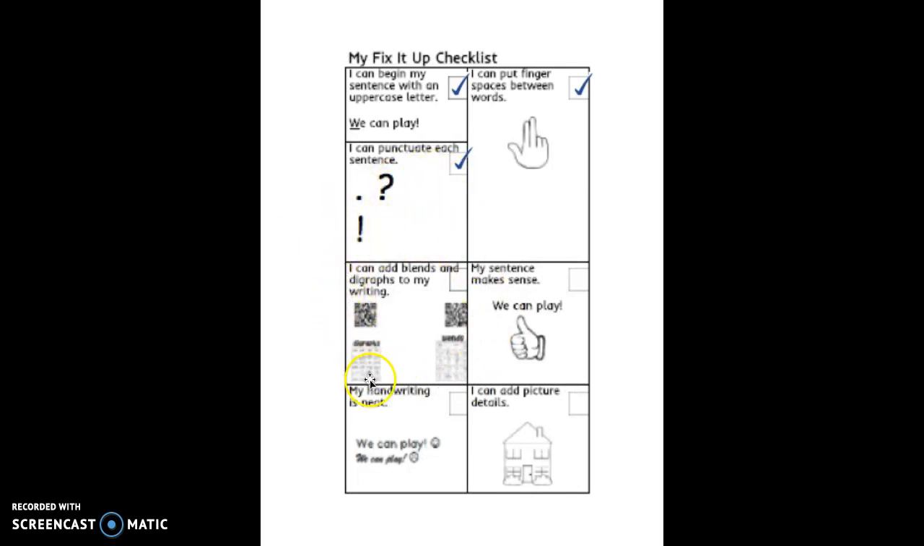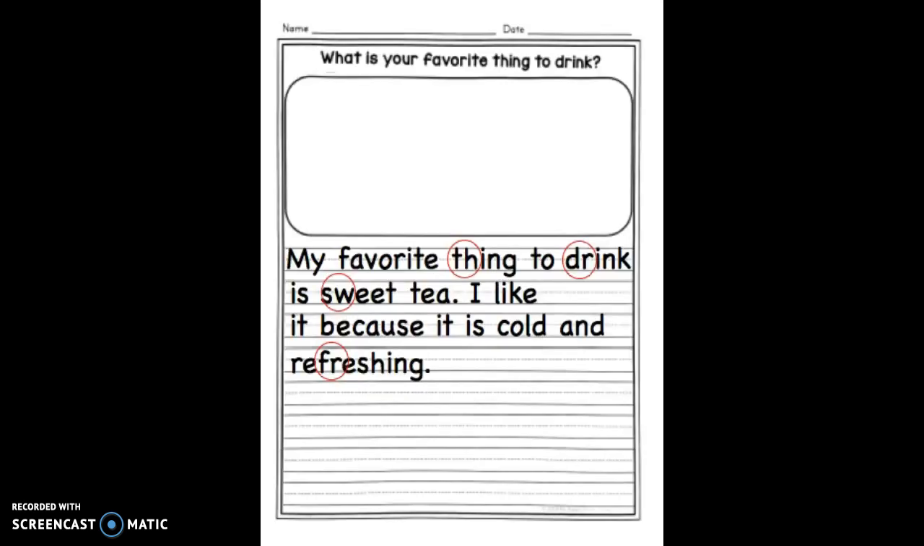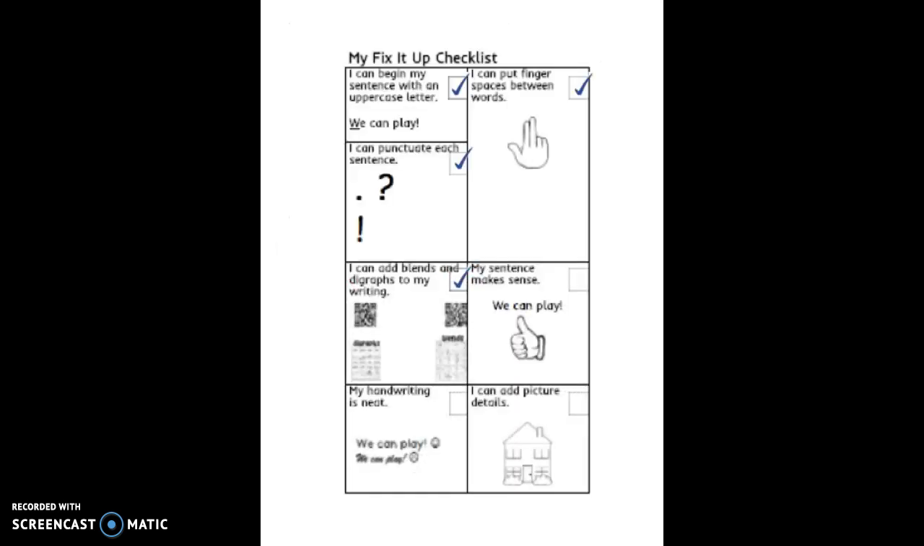Next, we're going to look in our writing to see if we have blends and digraphs. If you can't remember some words that are blends or digraphs, ask your teacher because I know that there are some charts in your room or in your writing folders to help you. I see several blends and digraphs in my writing, so I am good. Pause the video and check yours now. Good job. We can check that off. Now remember, you can't check it off if you didn't add it in there. If you didn't add blends and digraphs into your writing, you need to put an X in that box.